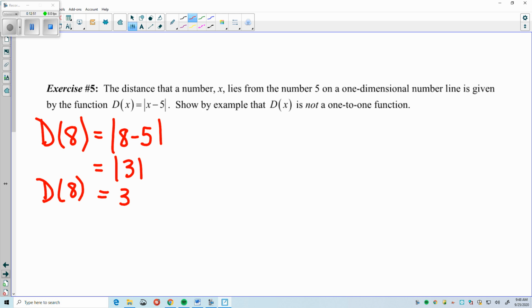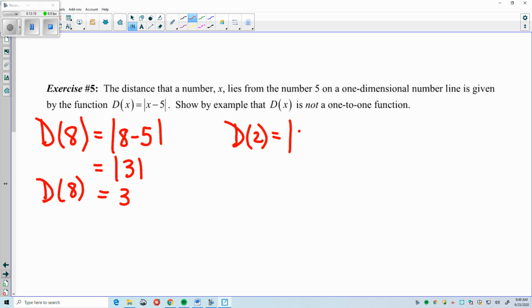Well, I have to think to myself, okay, if I have to show by example it's not 1 to 1, I want another output of 3. So how am I going to be able to make this absolute value function also equal 3? Well, if I could produce a -3, the absolute value of -3 would be 3. That would give me the same output. So how do I make this equal -3? Well, what if x was 2?